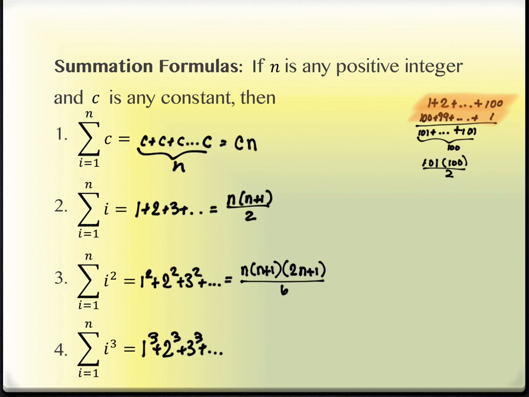And then the n cubed one is n squared times n plus 1 squared divided by 4. And each of these have names. If you've printed them out, they're already written on your paper, so I'll write them in for those of you who don't have this printed. This first one is called sum of constants.